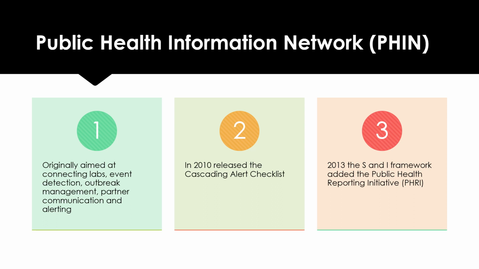The Public Health Information Network, PHIN, originally aimed at connecting labs, event detection, outbreak management, partner communication, and alerting. In 2010, it released the Cascading Alert Checklist. In 2013, the S&I Framework added the Public Health Reporting Initiative, PHRI. I will also say that in recent years, public health information has really started coming from various surveillance methods.